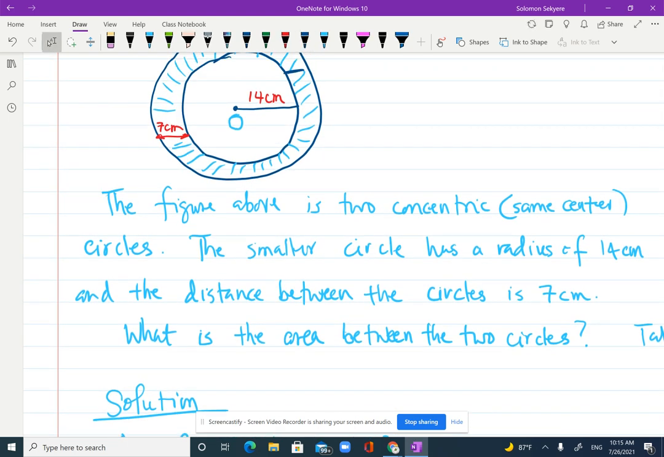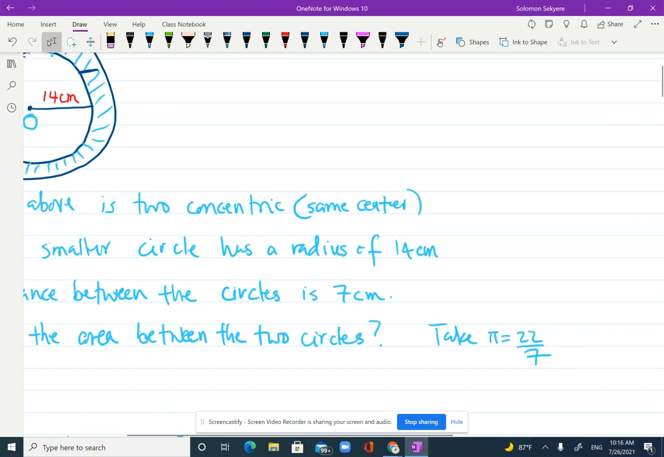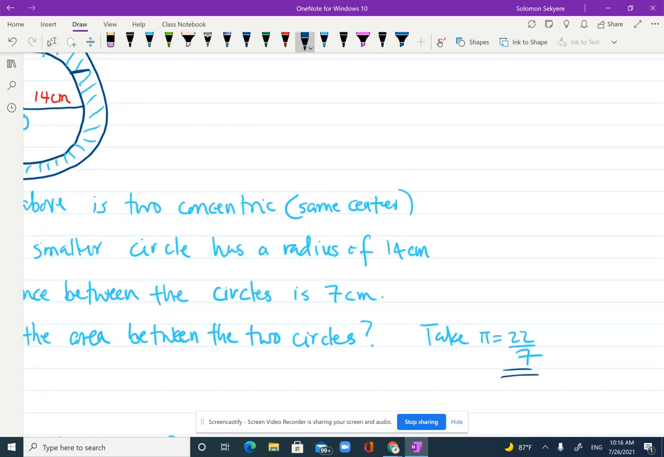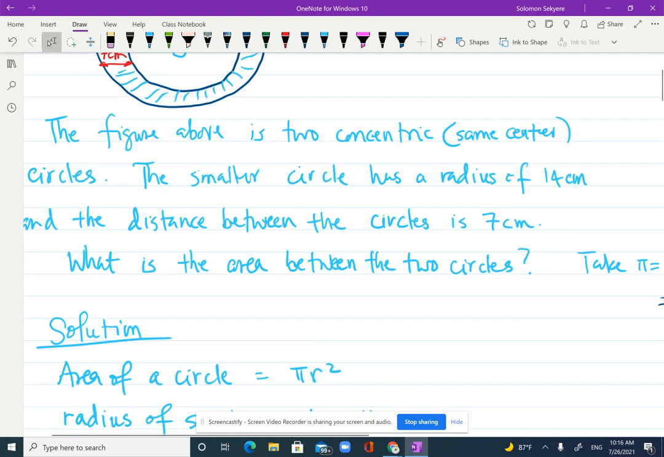Can you give it a shot before you take a look at the solution? It says take pi to be 22 over 7. You can pause, try. Let's come back. All right, here we go.